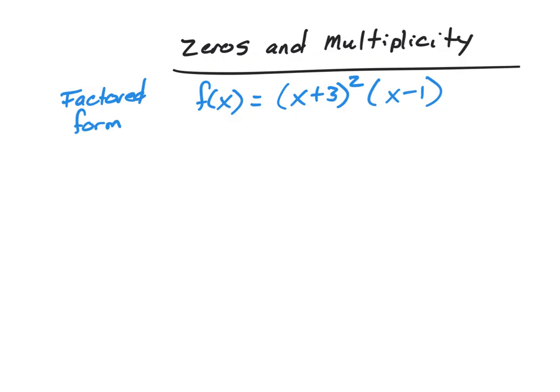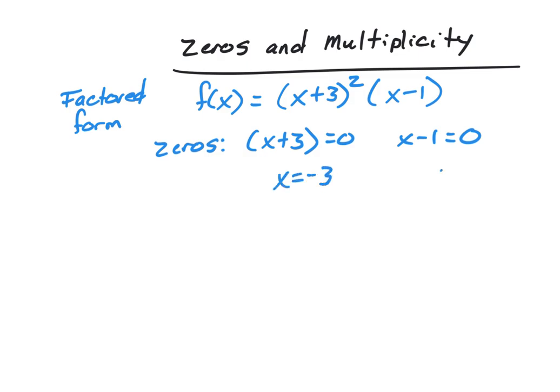So the first thing, if I wanted to find the zeros of this, I'm going to take both of my factors, and I don't necessarily have to put them in parentheses. I probably should have left the parentheses off. But we're going to say x plus 3 equal to 0, and we're going to say x minus 1 equal to 0. Pretty easy equation to solve. x equals negative 3. x equals 1.